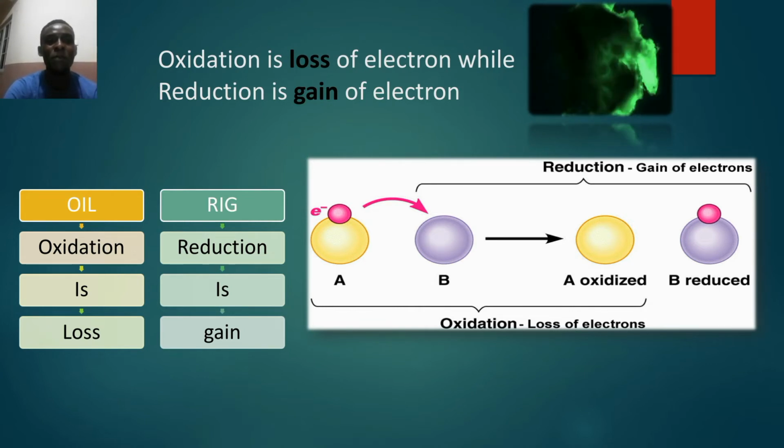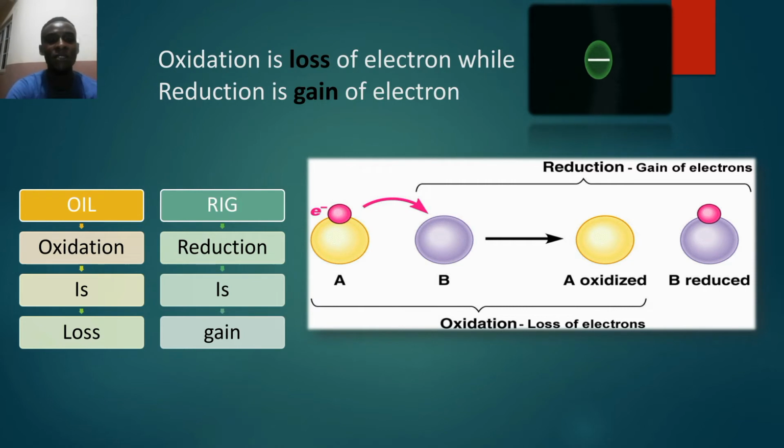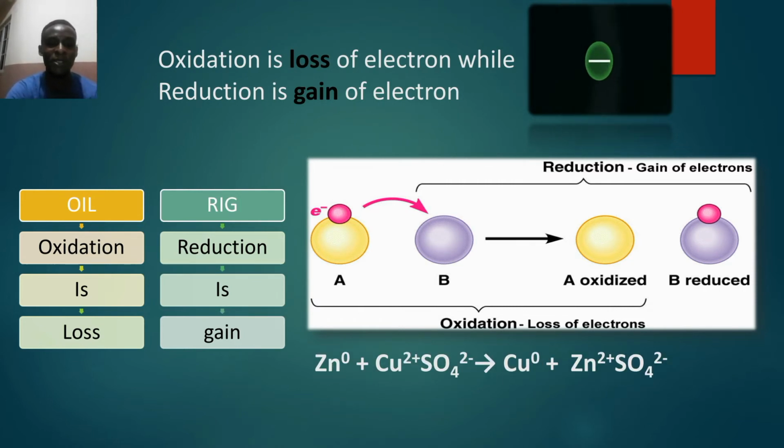Now A becomes oxidized because A has lost an electron. So oxidation is loss. When a chemical species loses an electron, just like A did, transferring its electron to B, it is oxidized. And when a chemical species gains an electron, it is reduced, as we see in the equation. To further express this, let us bring in the chemical equation. Zinc here has an oxidation state of 0, whereas copper in copper tetraoxosulfate(VI) has an oxidation state of +2.